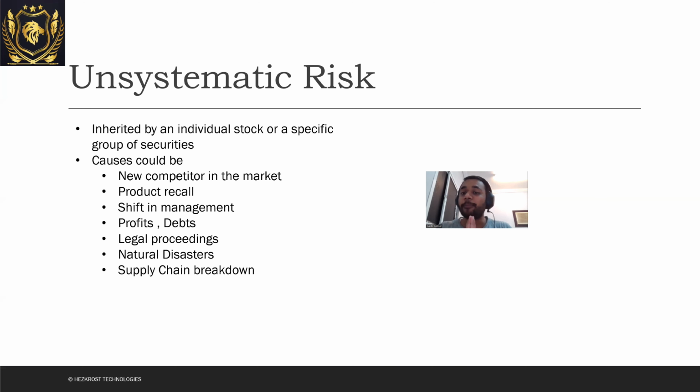Unsystematic risks are predictable. They can be predicted up to a certain extent. And you can actually make a guesstimate and guesswork and let this unsystematic risk work in your favor to generate profits. How? We'll understand more in the following slides. So any doubts till now? Anyone who has any question, who didn't understand systematic and unsystematic market risks?